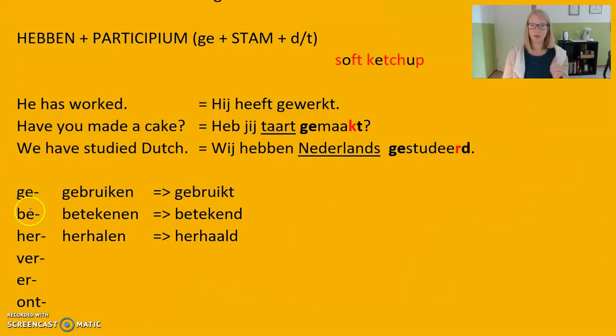With these syllables, ge, be, her, ver, er, ont, you will just not add the ge. At the beginning, you will only put the stam. So herhalen, the stam is herhaal. And then add a D, since the L is not in 't soft ketchup. Or for gebruiken, we just use the stam. Gebruiken, the stam is gebruik. So then you add a T because the K is in 't soft ketchup.